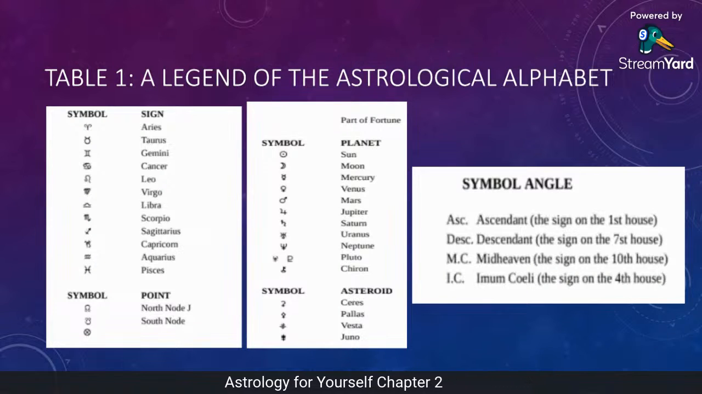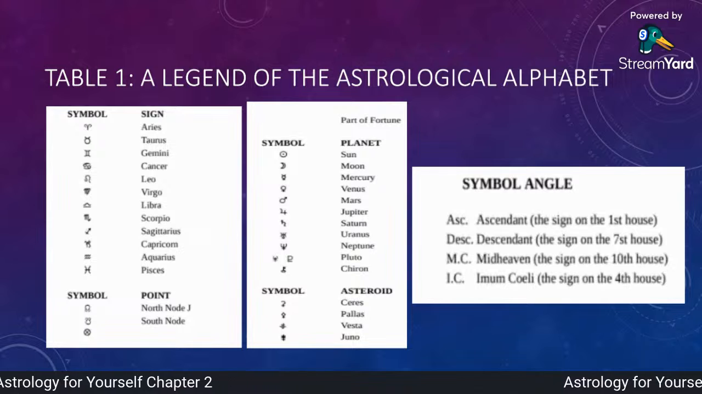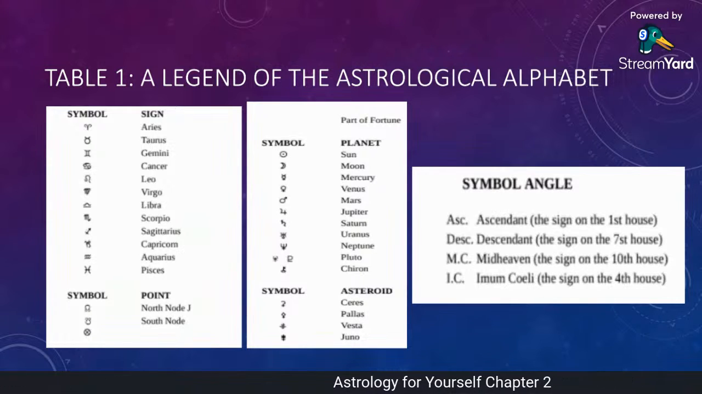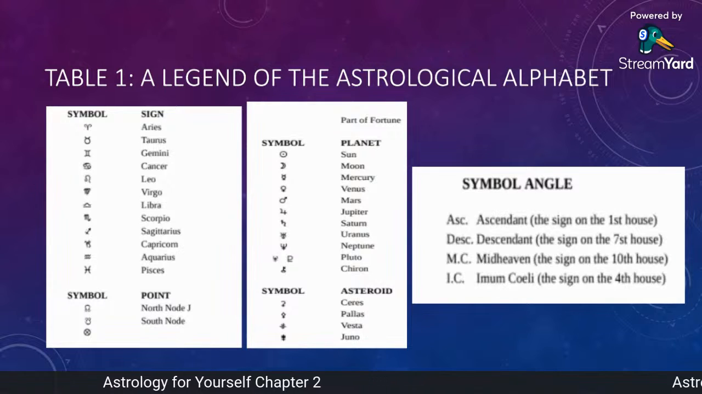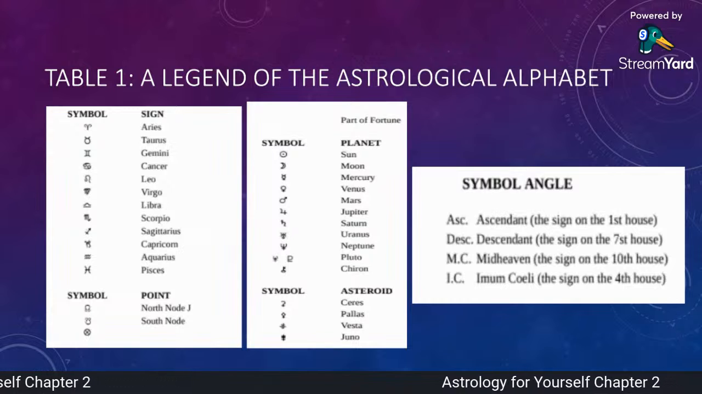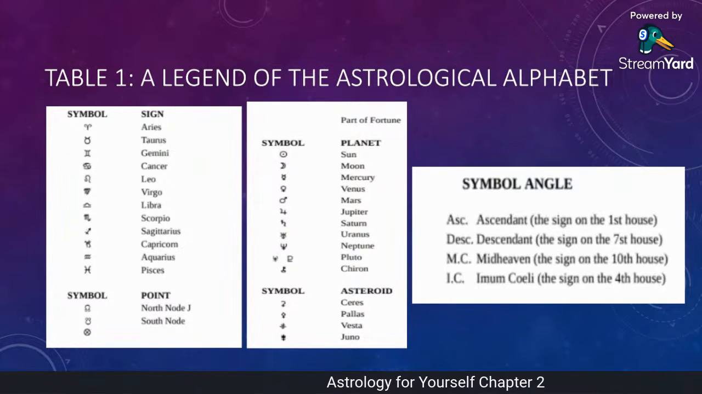Here's table 1. A legend of the astrological alphabet. We have the symbols for the signs, the symbols for the planets and asteroids, and then the points, and then also the symbol angles.